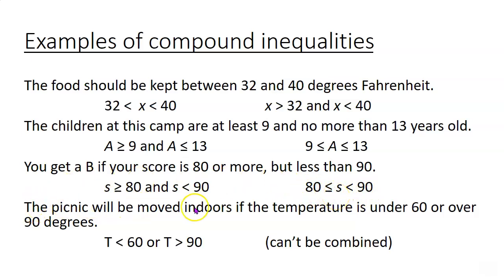The picnic will be moved indoors if the temperature is under 60 or over 90 degrees. So that means that what would make the picnic get moved indoors is if the temperature is less than 60 or if the temperature is greater than 90. And we can't combine these when they're separated with the word or.